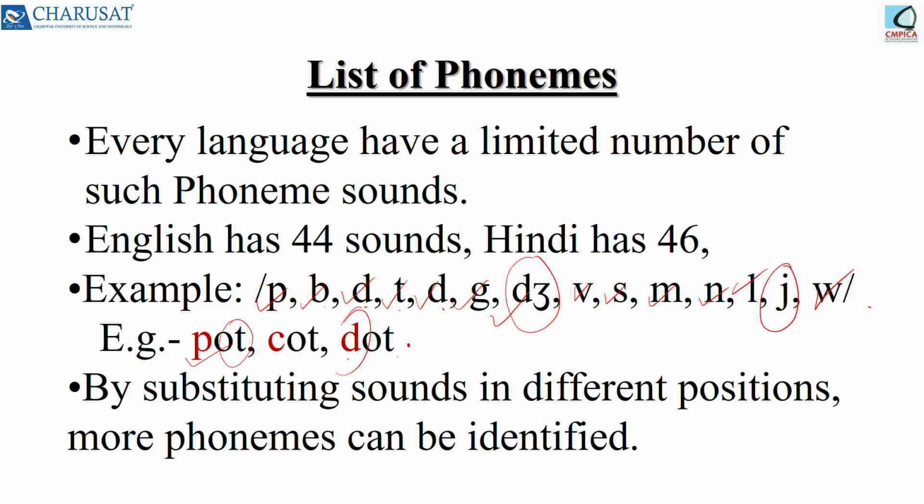So, dot would be nothing but just a small round symbol, a language symbol. You need to understand that these phonemes bring meaning to the whole word and change it, and that's why, though very small, they are a very crucial part of any language. By substituting sounds in different positions, if you put them in the middle instead of the very start, more phonemes can be identified like this. So, how many total do we have? 44, and we can identify all of them.